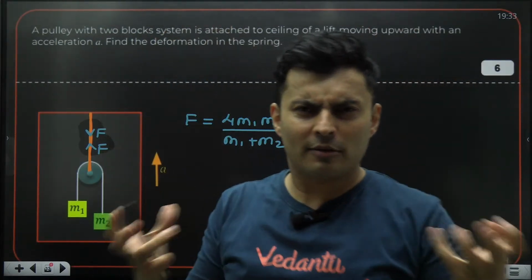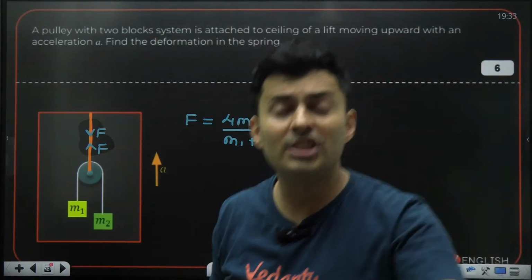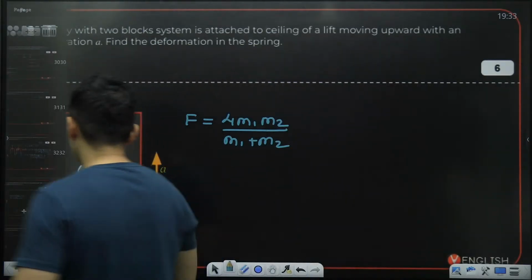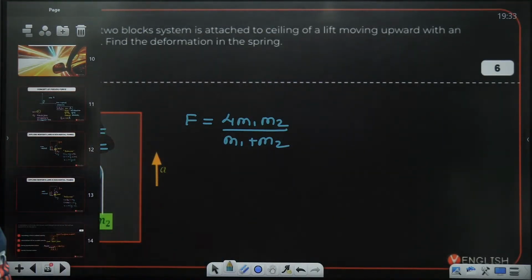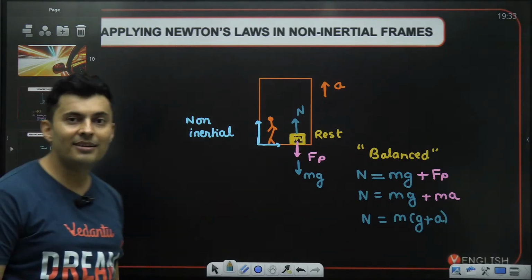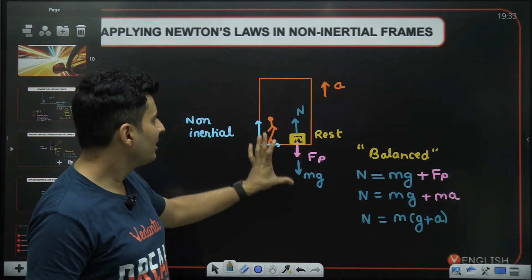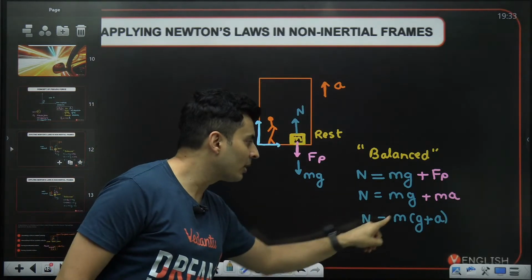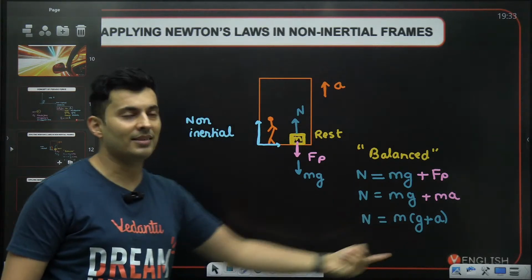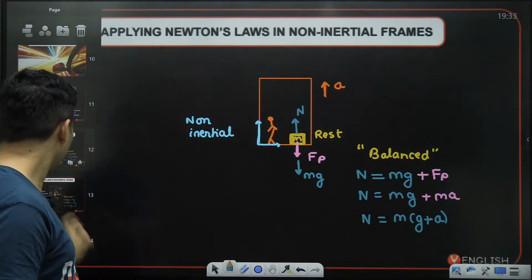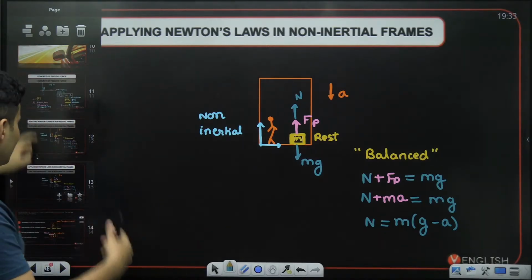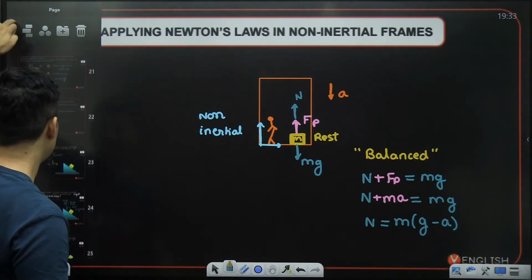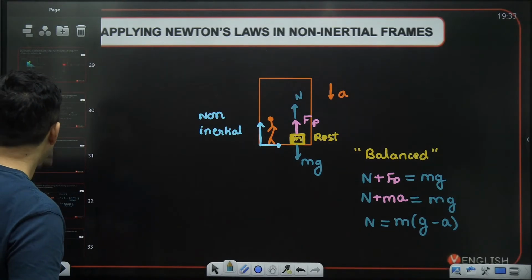Everything will feel heavier. Instead of g, you will feel g plus a. The same question which we solved here: this box in a lift going up, normal is no longer mg, it is mg plus a. If the lift was going down, then it will be mg minus a. So wherever g comes, it is either g plus a or g minus a.